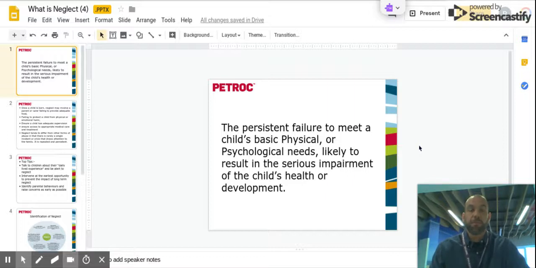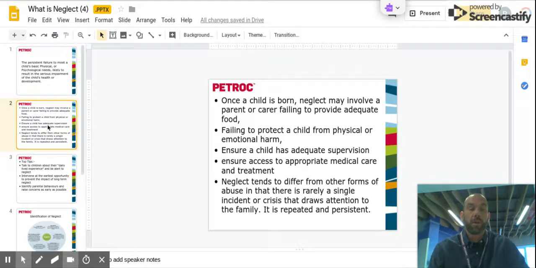So today we're going to focus on neglect, which is one of the categories of abuse. So let's start with a definition of neglect. Neglect is defined as the persistent failure to meet a child's basic physical or psychological needs, likely to result in the serious impairment of the child's health or development.